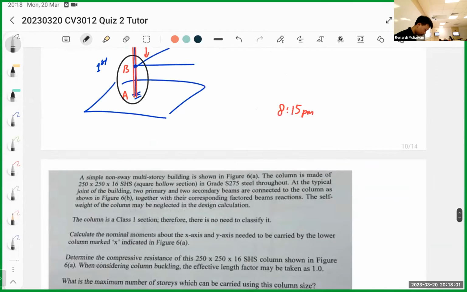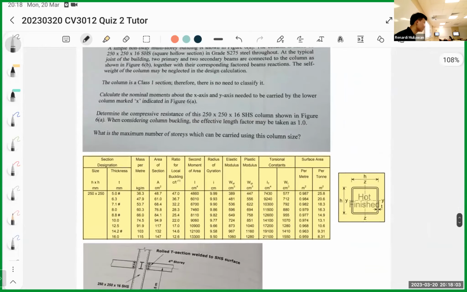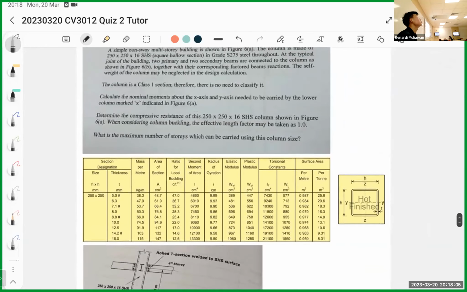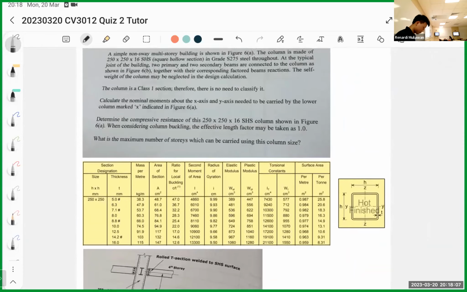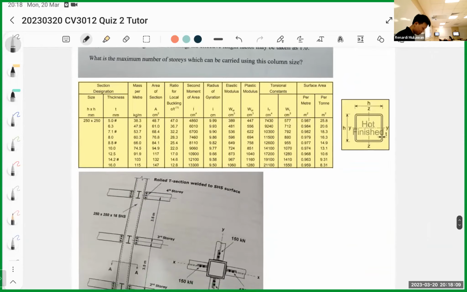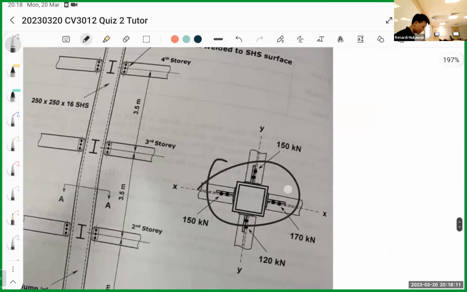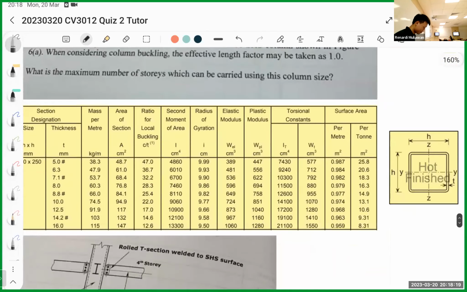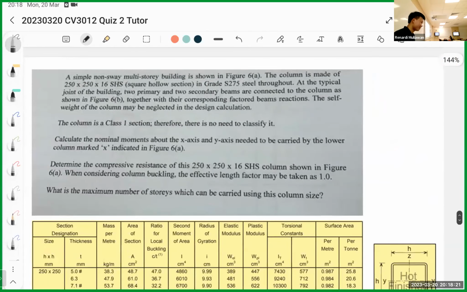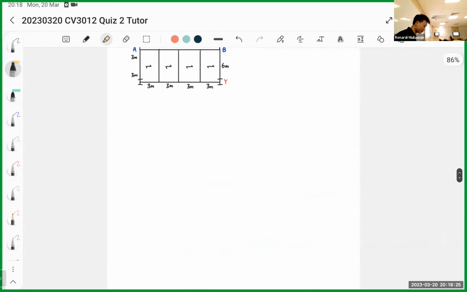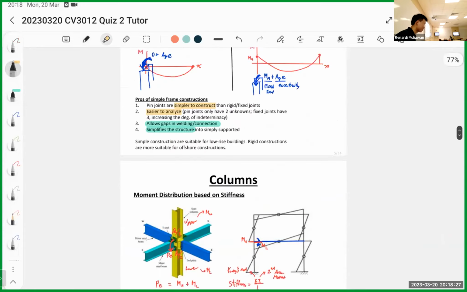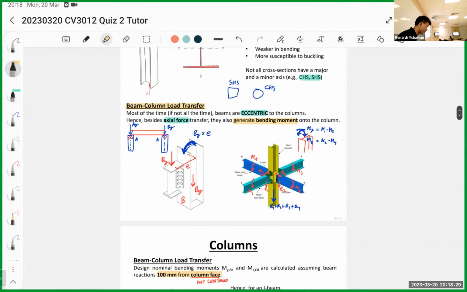Okay, so I guess we can go to the question. This is actually from two years ago, I think. My year was the same, it's just they changed the section. You see, it's a square hollow section. I think my year was a universal column, not UC. They never really changed, but it's better if you understand the whole concept, like the one I explained just now from the very beginning.